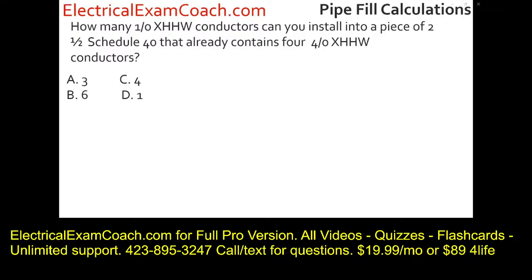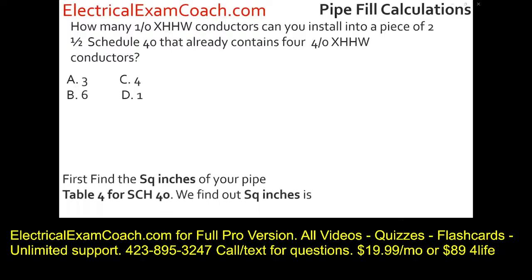How many 1/0 XHHW conductors can you install into a piece of 2.5 inch Schedule 40 that already contains 4 4/0 XHHW conductors? So the first thing we're going to find out is the square inches of our pipe. For that, we're going to head to Chapter 9, Table 4 for Schedule 40.